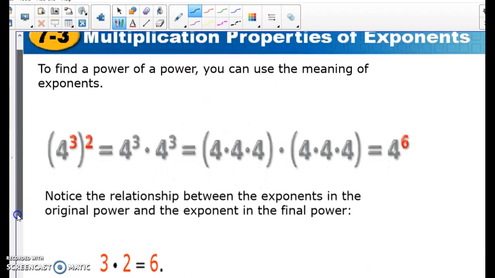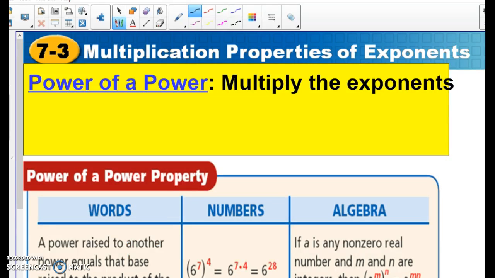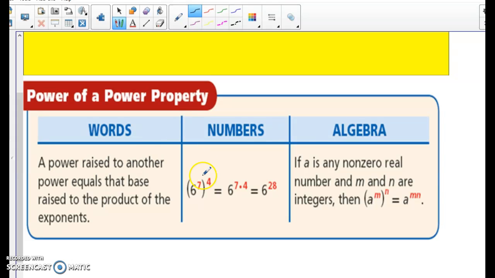And then kind of the same thing here, 4 to the 3rd power, and then you have the 2 exponents on the outside, which means you have 3 sets of 4. So there's my 3 4s, which really makes 6 4s. So 4 to the 6th power. So kind of like that. So 6 to the 7th power, and then with the 4th power outside those parentheses. Really, it's like you're multiplying those numbers.